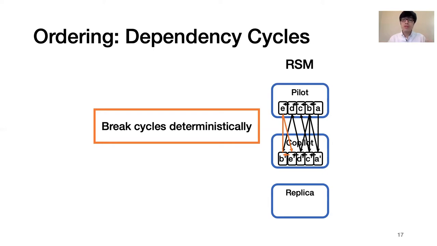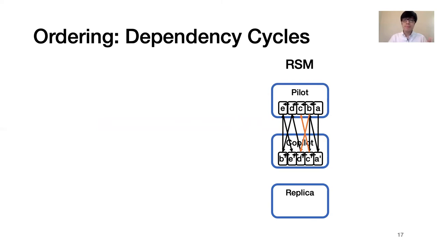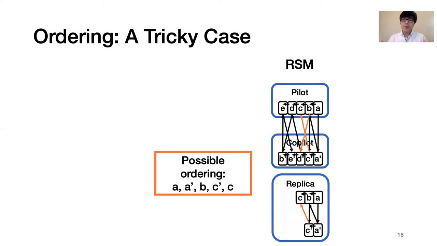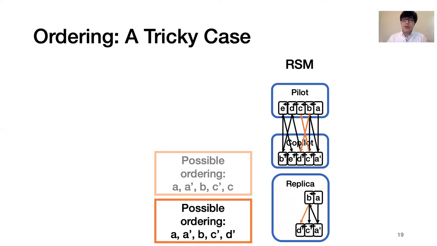The second problem is more subtle and involves the dependency edges. To see the problem, consider a replica that is learning the entries of the pilot and co-pilot log, but has already seen the following prefix so far. A possible ordering this replica might follow is this. Now consider what would happen if the replica had this prefix instead. Now, a possible ordering could be this. Clearly, this could result in inconsistent ordering at different replicas.